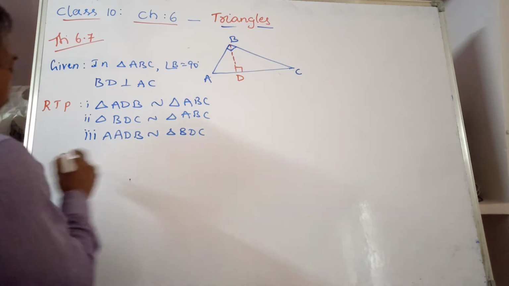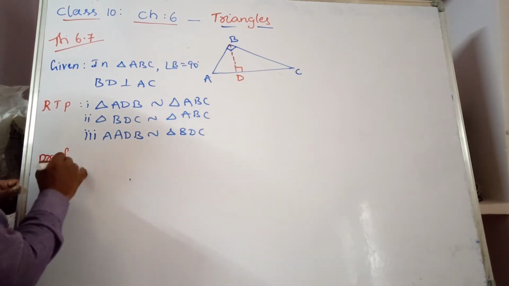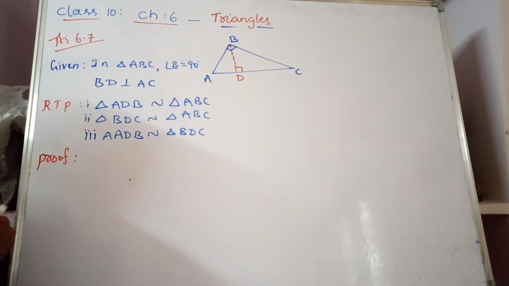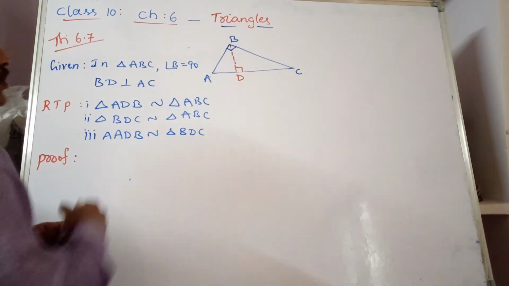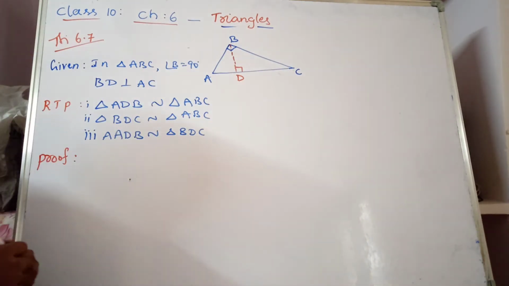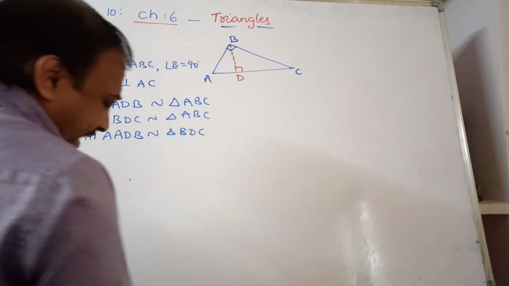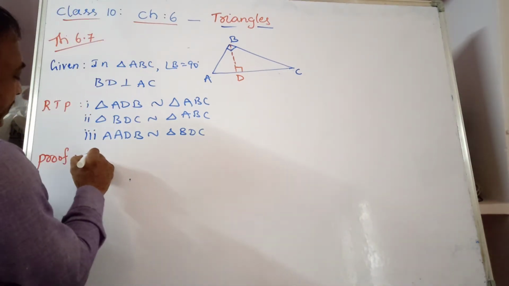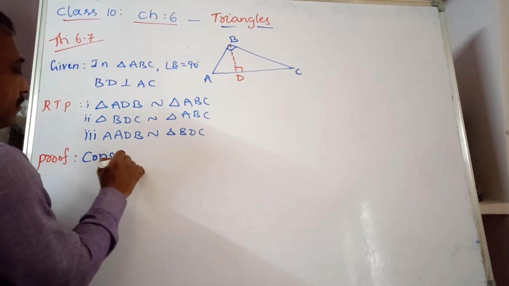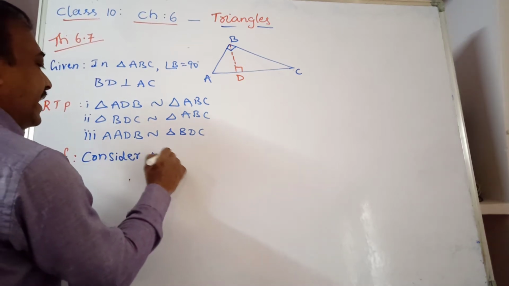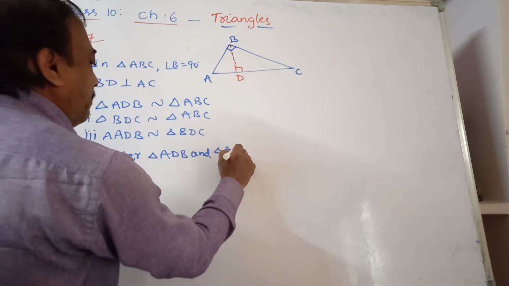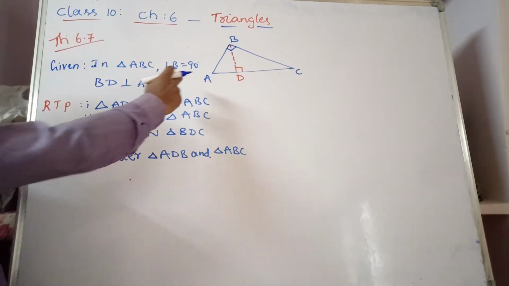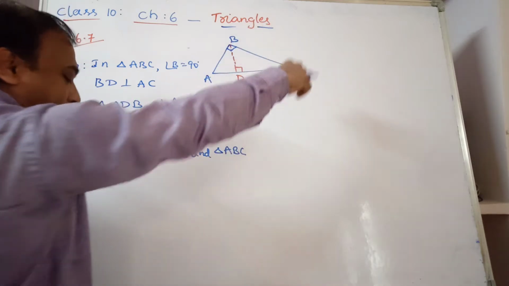So proof. For the proof, what we are doing, consider triangle. See here, this is 90 degrees and angle B is also 90. So BD is perpendicular to AC. So consider triangle ADB and triangle ABC.